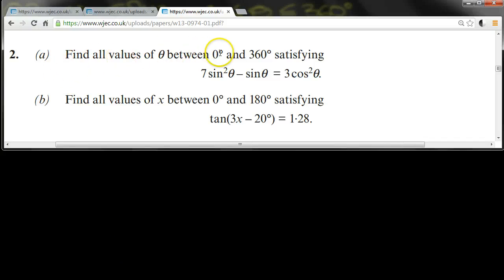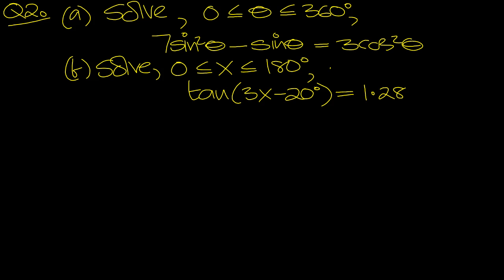Find all the values of theta between 0 and 360, satisfying this equation here. Find all the values of x between 0 and 180 degrees, satisfying this equation here. So these are the problems then. Let's have a little look at it.